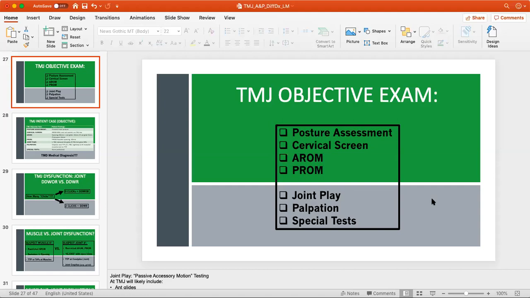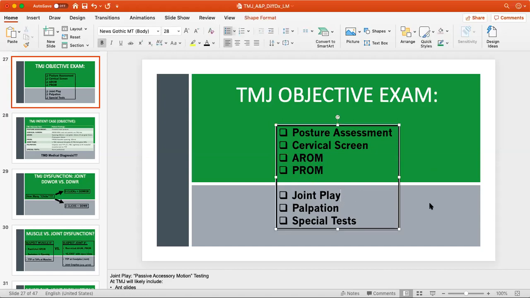And for TMJ, those are going to be typically you're going to want to see anterior glide at those joints because of that normal arthrokinematic of opening and lateral glide, having contributions of the anterior glide. But then also we'll probably do a caudal glide or an inferior distraction just to test the joint as a whole or the joint capsule as a whole. So those are going to be probably your two joint play tests.